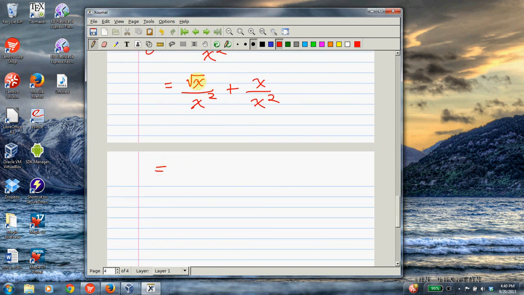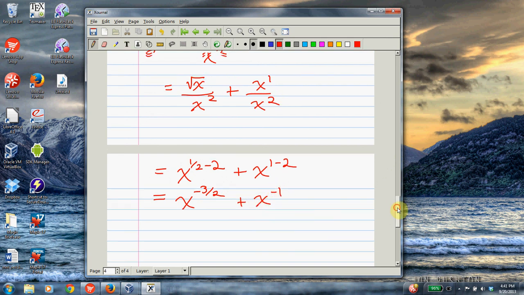You've got a 1/2 power on top, power of 2 on the bottom, and so this is 1/2 minus 2. Okay, so that's how you combine the powers. When there's a fraction, it's subtraction. Now similarly over here, I have x to the 1 minus 2 power, because it's x to the 1 on top and 2 on the bottom, so you subtract. And notice that we haven't taken any derivatives yet, but we're almost there. This will be the minus 3/2 power. This will be the minus 1 power.